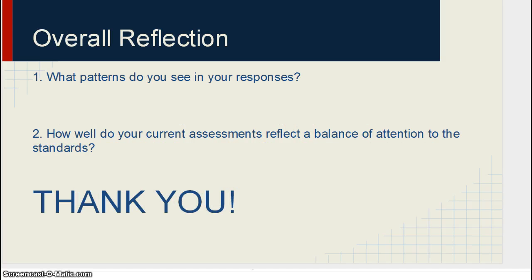Finally, we'd like you to look at this whole experience overall and give us a reflection on your answers. The first question is asking, what patterns do you see in your responses? And the second question asks, how well do your current assessments reflect the balance of attention to the various standards?